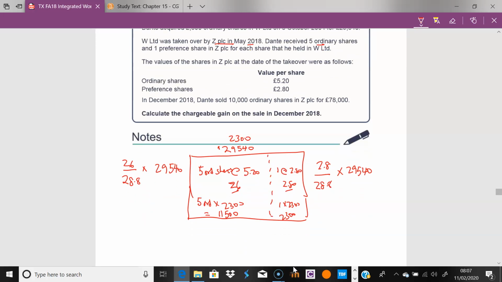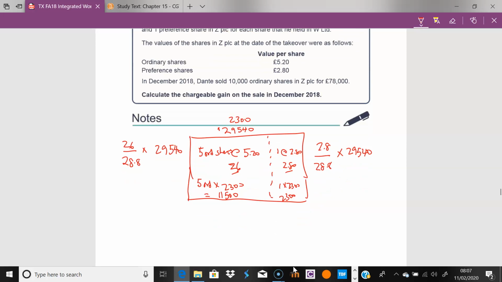So what does that mean? In terms of cost, my 11,500 shares, I'll put number here and cost. My 11,500 shares cost this, because it's based on value: 26 divided by 28.8, times 29,540. So they cost 26,668. And the 2,300 preference shares, I'd probably put separately because they are different shares.